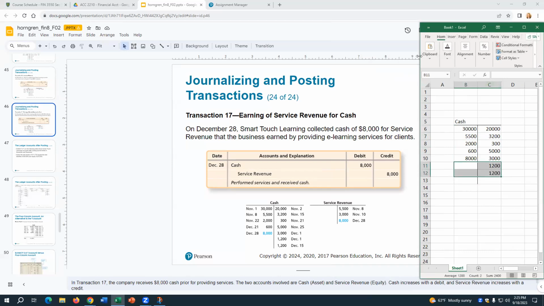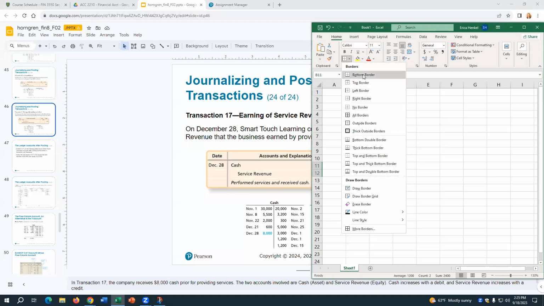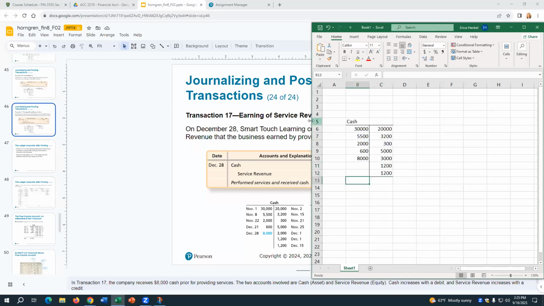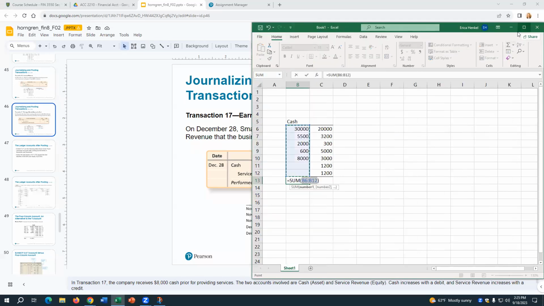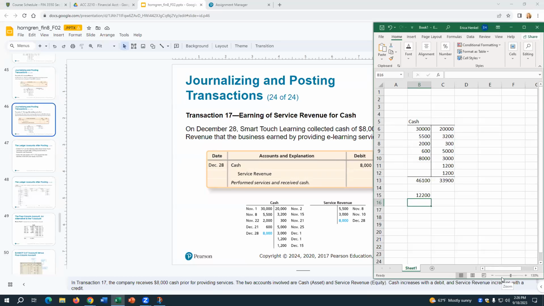So then if I total these up, I've got debits of 46,100 and I've got credits of 33,900. So taking debits minus the credits, that gives me an overall debit balance of 12,200 at the end for this cash account. Okay. So ultimately, that's exactly what we do for every single account in our chart of accounts.